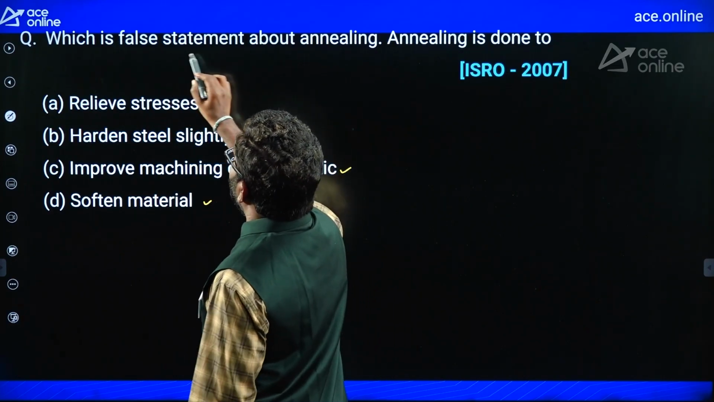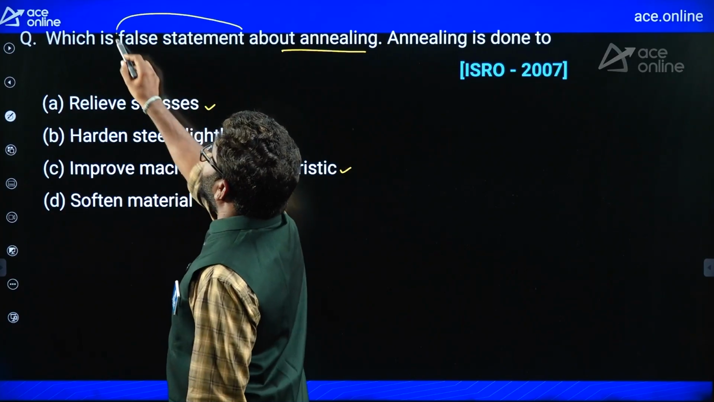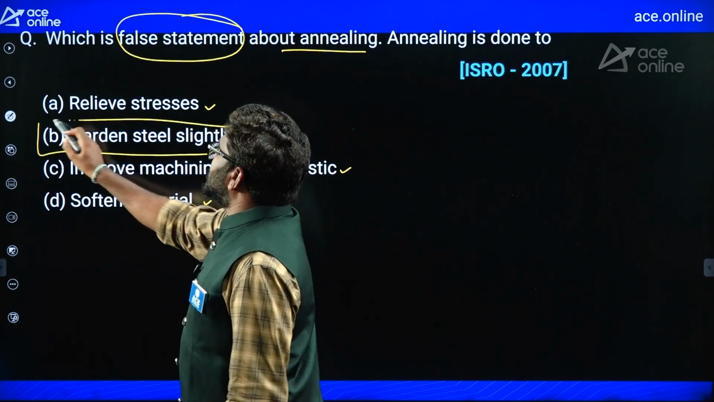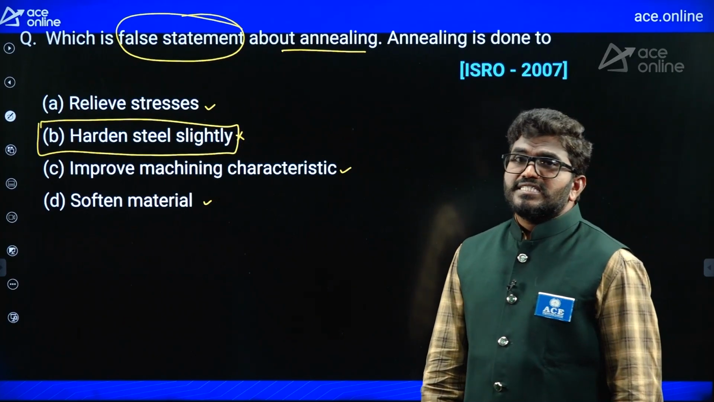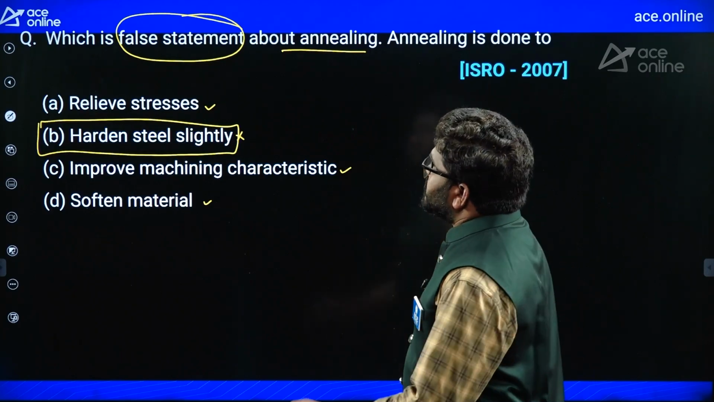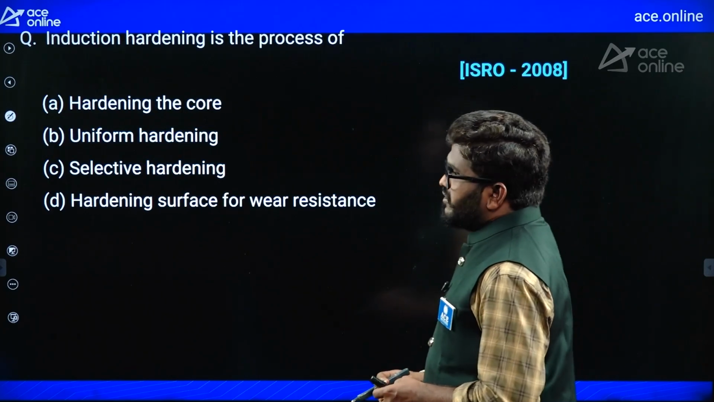So, which false statement is about annealing? False statement they are asking. So, harden steel slightly is wrong. B is the answer. Next, induction hardening is a process of.